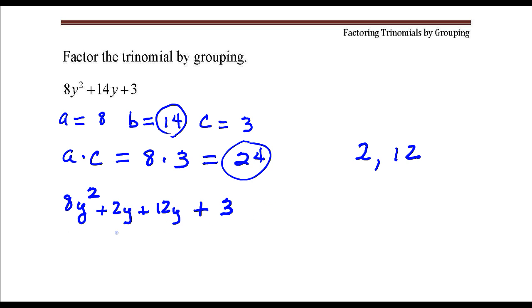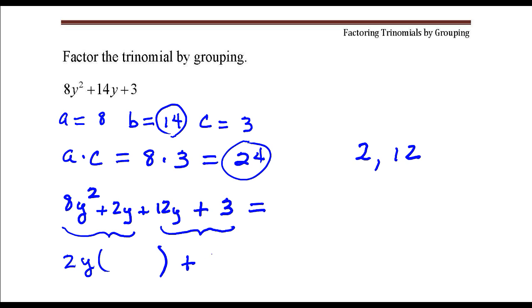So I have 4 terms in this polynomial, and I can use the method of grouping to factor this. The first thing I'm going to do is factor the greatest common factor out of the first two terms. Then I'm going to factor the greatest common factor out of the last two terms. The greatest common factor of 8y squared and 2y is 2y. The greatest common factor of the last two terms is a positive 3.